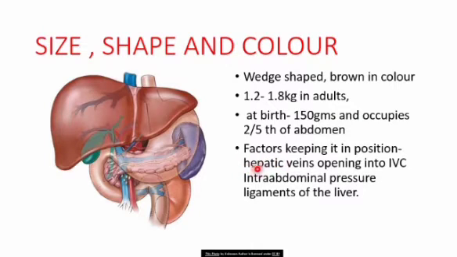So number 1, hepatic veins opening into the inferior vena cava. So all the small veins will be opening into the inferior vena cava. Within the parenchyma of the liver, the veins are in contact with the inferior vena cava. And then intra-abdominal pressure and ligaments of the liver. So these three are the very important key points which keep the liver in a particular position in the abdominal cavity.